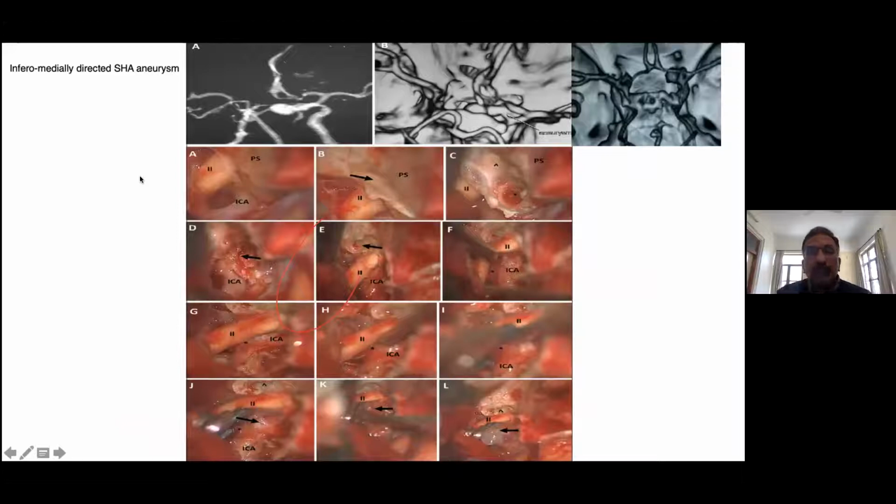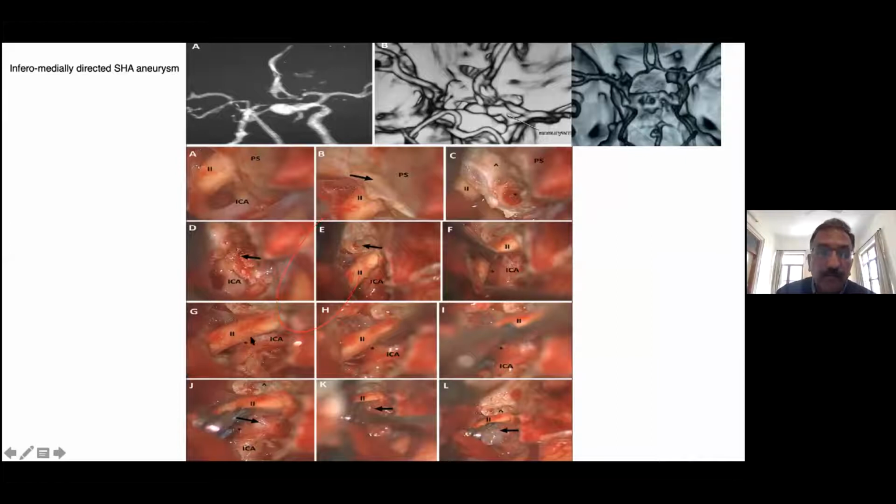Now, one small strategy which I wanted to tell you: you can mobilize the optic nerve further to get to an aneurysm which is pointing further medially by drilling the planum sphenoidale on the medial side of the second nerve also. You can drill that and actually come to the medial side also. So you can get further mobilization, and you can get to an aneurysm which is actually deep within.